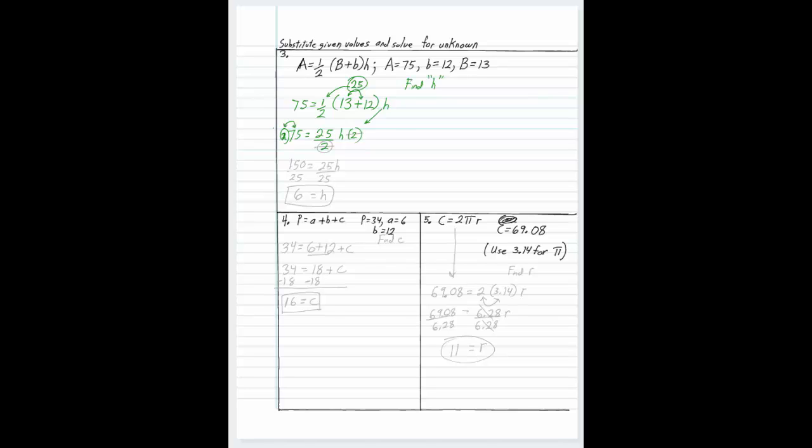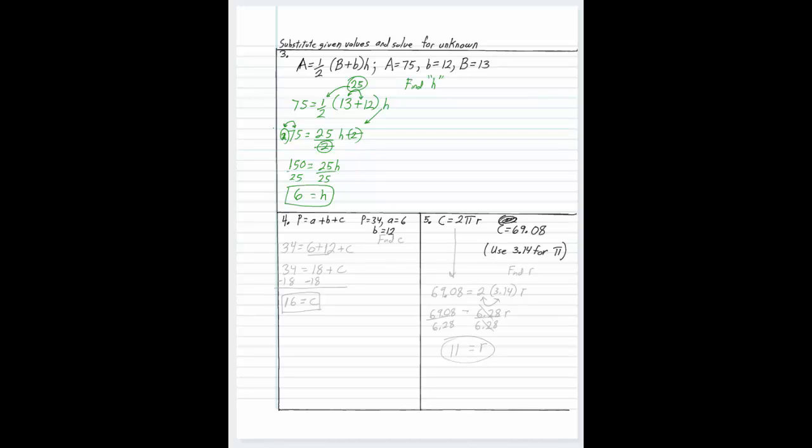2 times 75 is 150. And on the right side, this 2 and this 2 cross off, leaving 25h. Finally, the last step is to divide both sides by 25. This will give us h alone. And in the end, 150 divided by 25 is 6.